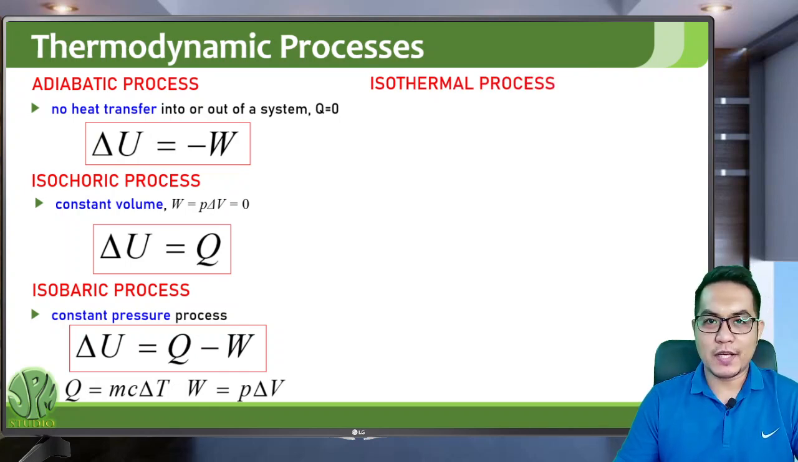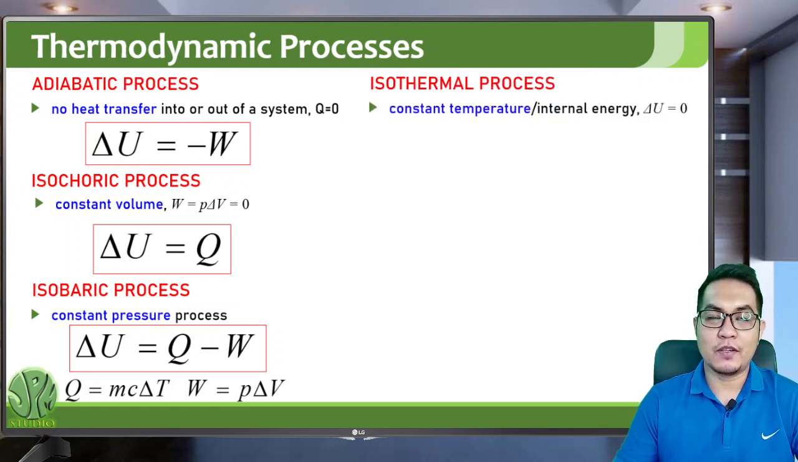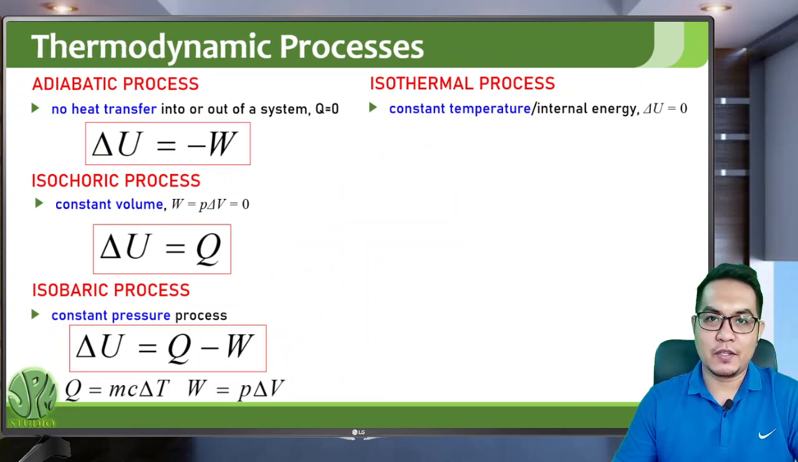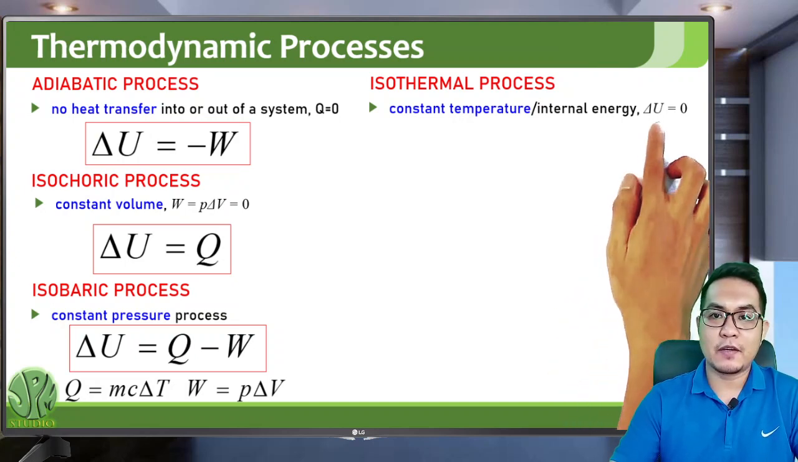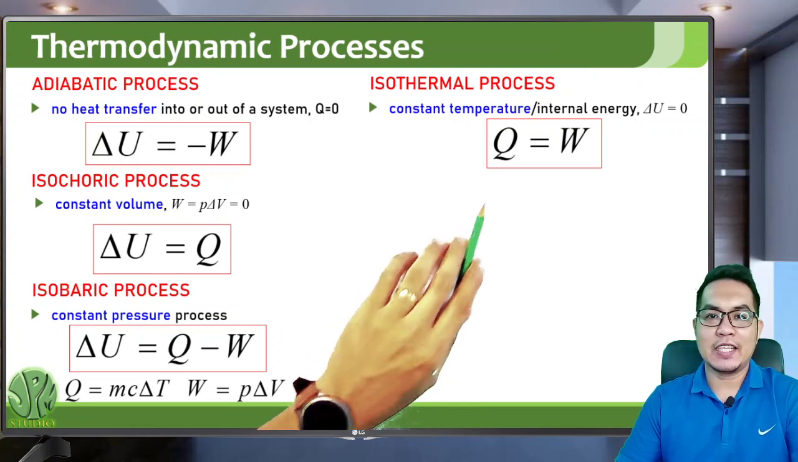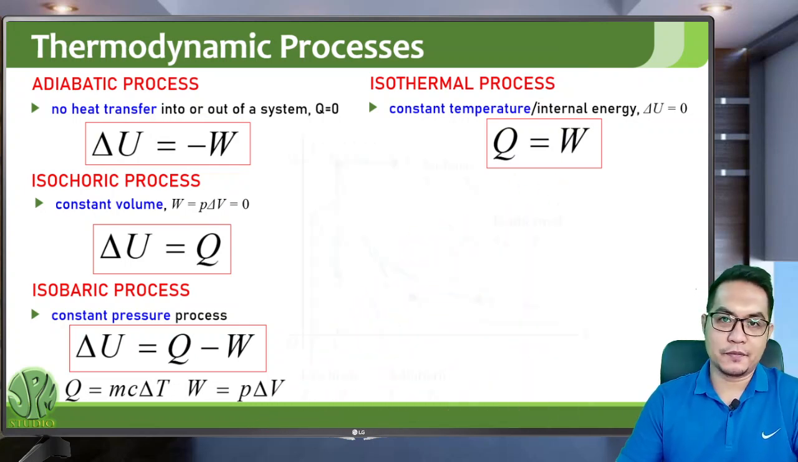The last process is the isothermal process. Iso means constant or equal, so isothermal means constant temperature. Since the change in internal energy of the system depends on temperature, if there is no change in temperature, then there is no change in internal energy. And in that case, heat is just equal to work.